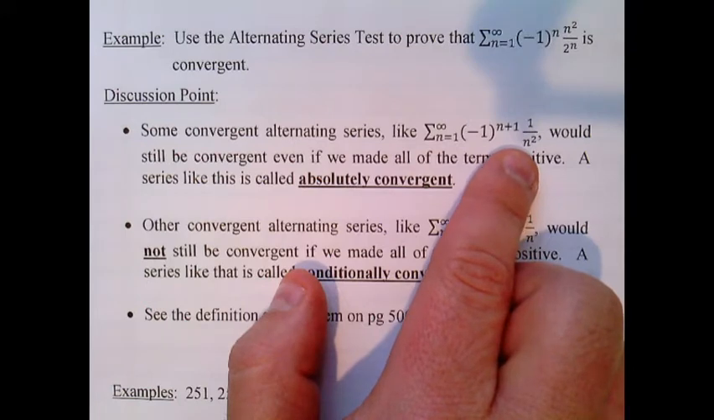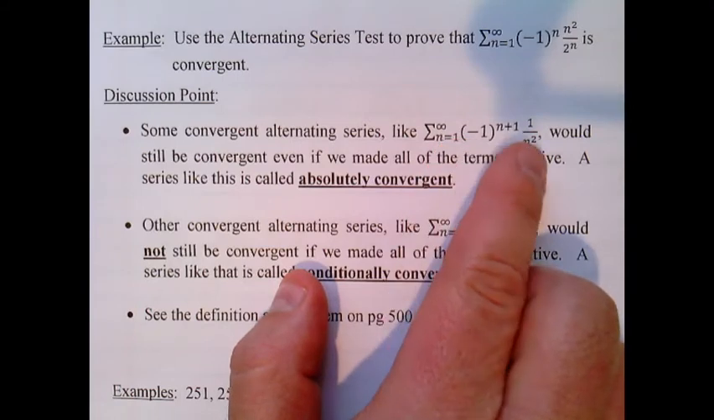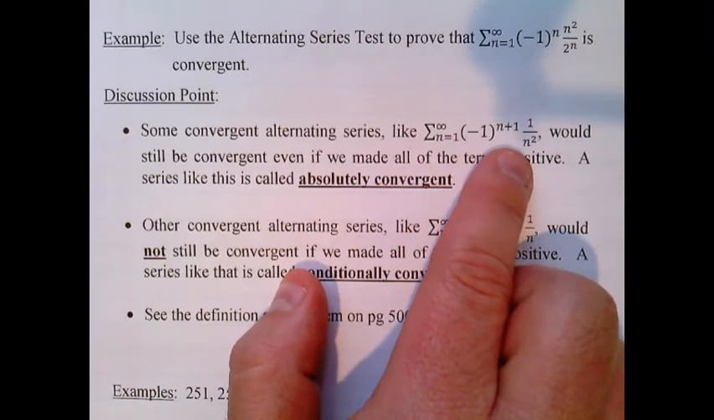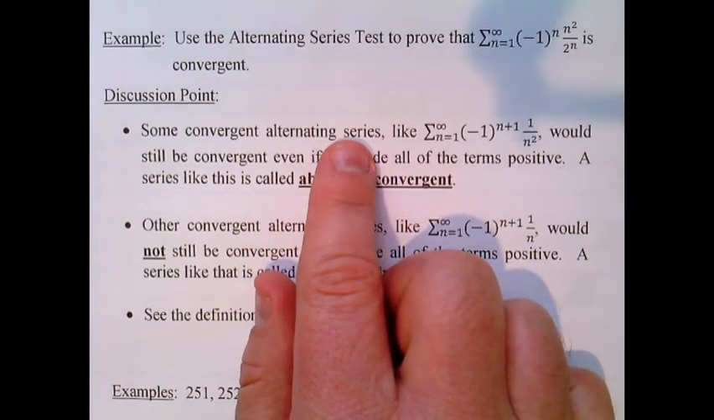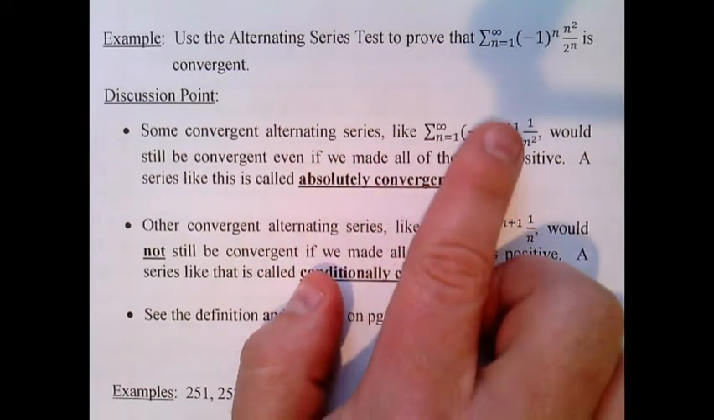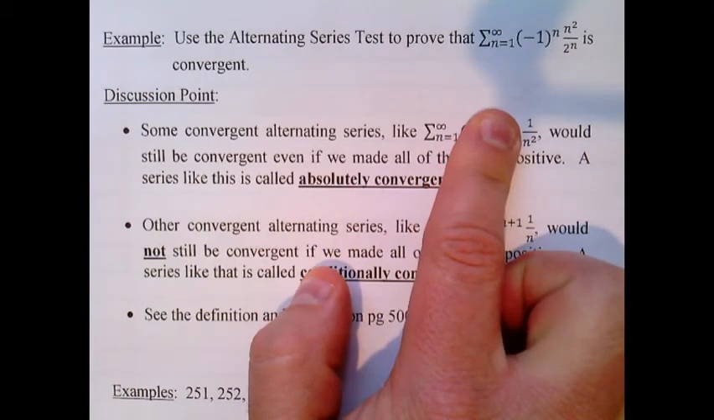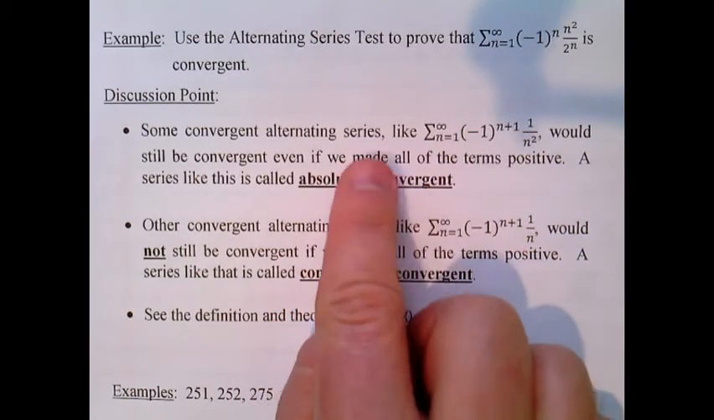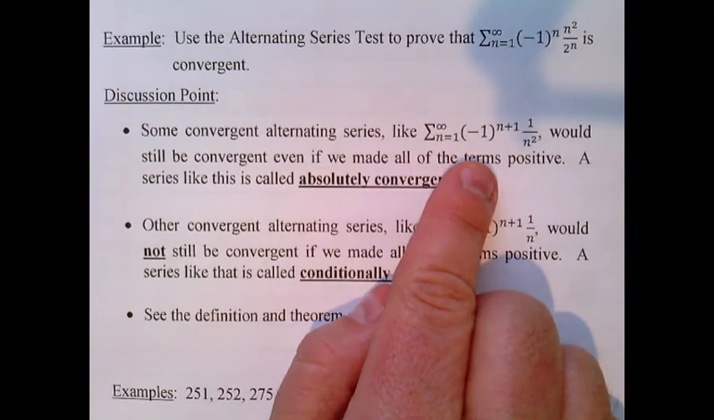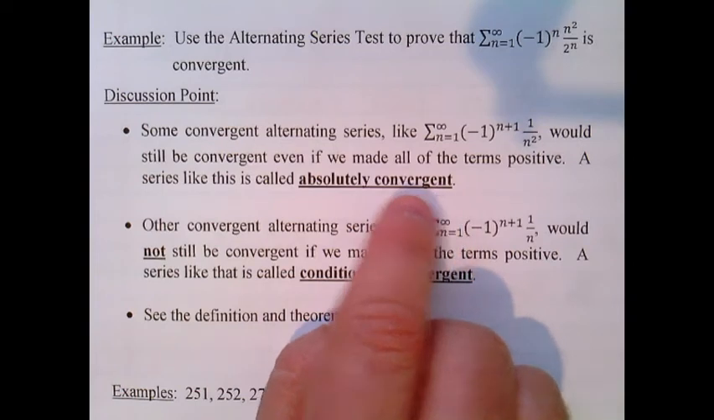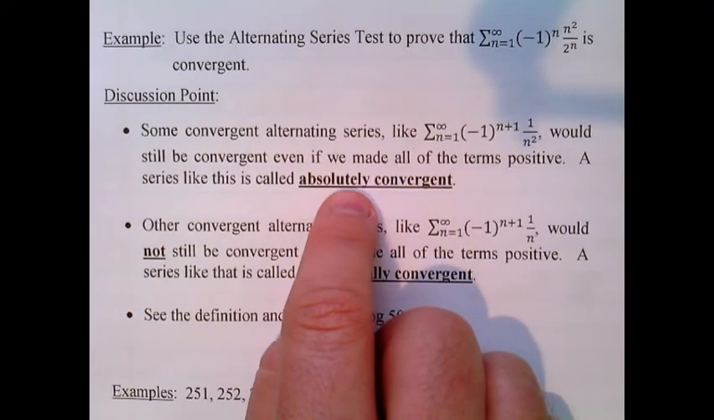Okay, that definitely satisfies the alternating series test because it's an alternating series and the absolute values of the terms are decreasing and going to 0. So it's definitely an alternating series, but notice that even if it wasn't alternating, it would still be a convergent p-series. So notice that this one would be convergent even if we made all of the terms positive. Okay, we would call a series like that absolutely convergent.